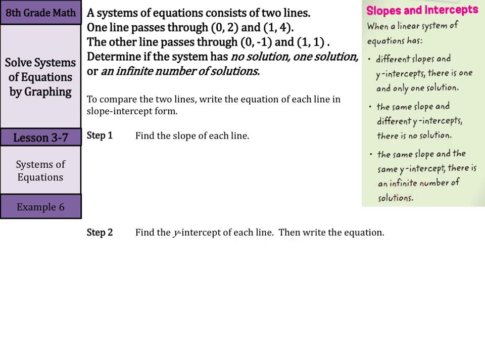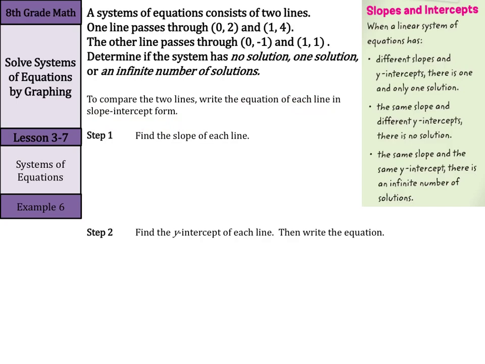So now without graphing, we're asked: a system of equations consists of two lines. One line passes through (0, 2) and (1, 4). The other line passes through (0, -1) and (1, 1). Determine if there's no solution, one solution, or an infinite number of solutions. Again, we're going to do this by comparing the slopes and y-intercepts, not by graphing this time. So to compare the two lines, we're going to write an equation of each line in slope-intercept form. That means we need the slope and the y-intercepts.